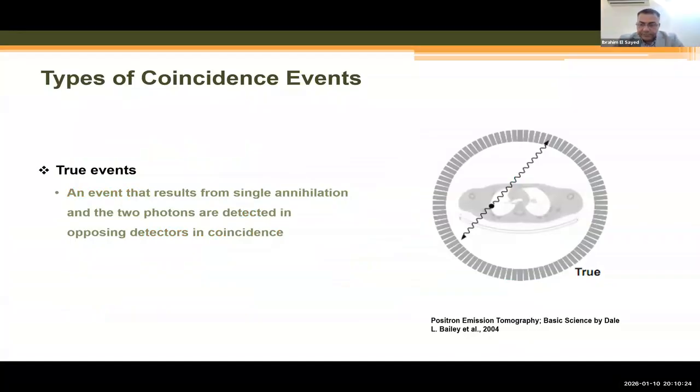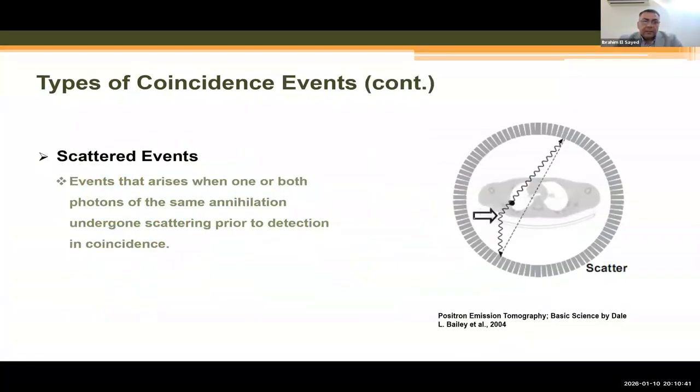Why does this matter? Because true events are the only data that accurately reflect tracer distribution. The goal of all the corrections that we will explain later is to eliminate all contributions other than the true events.